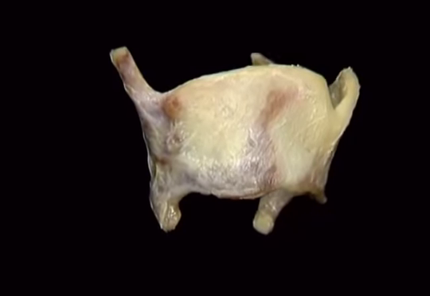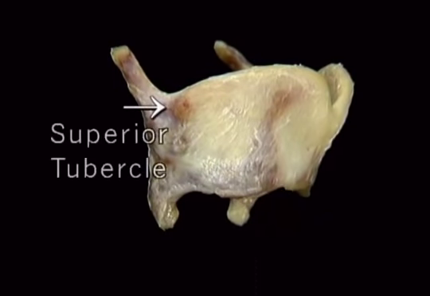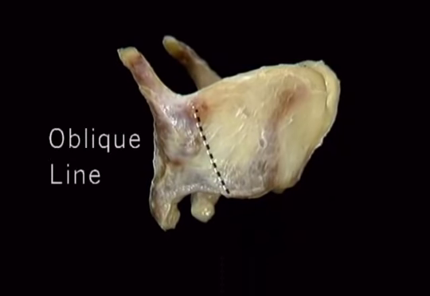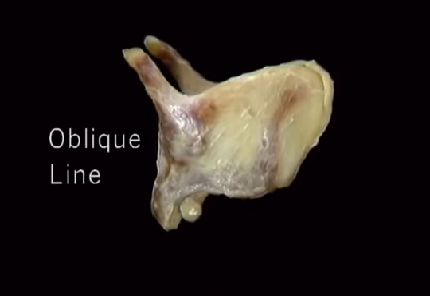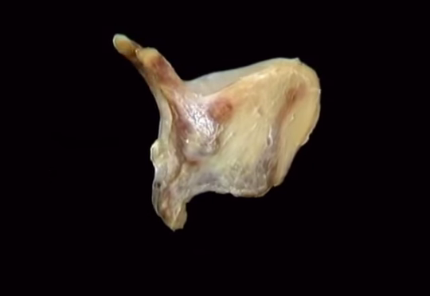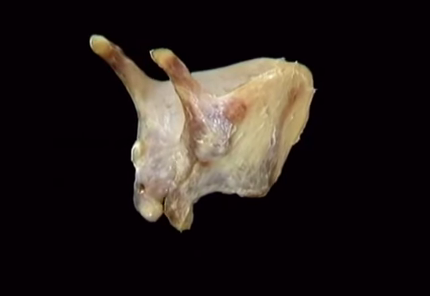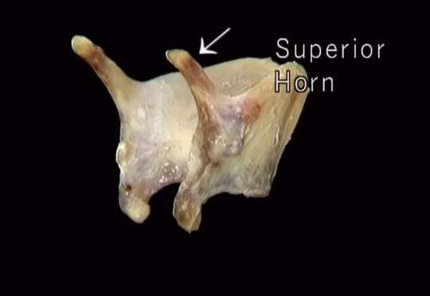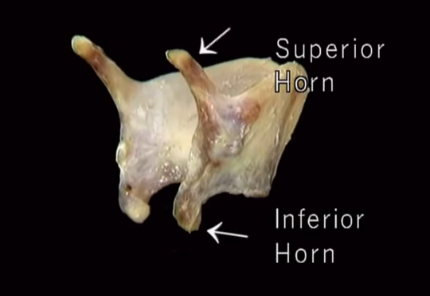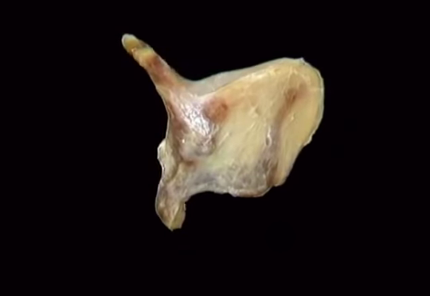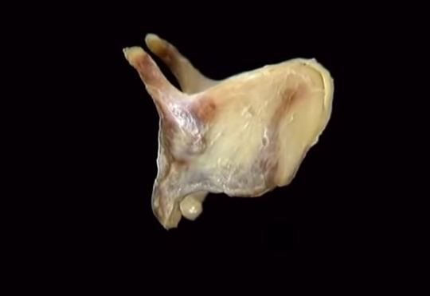On the sides of the lamina are two projections, the superior and inferior tubercles. They're joined by this slight ridge, the oblique line, which is a major muscle attachment, as we'll see. The posterior border of each lamina is prolonged upward and downward to form two projections, the superior horn and the inferior horn. The superior horn points upwards and backwards, the inferior horn points downwards.